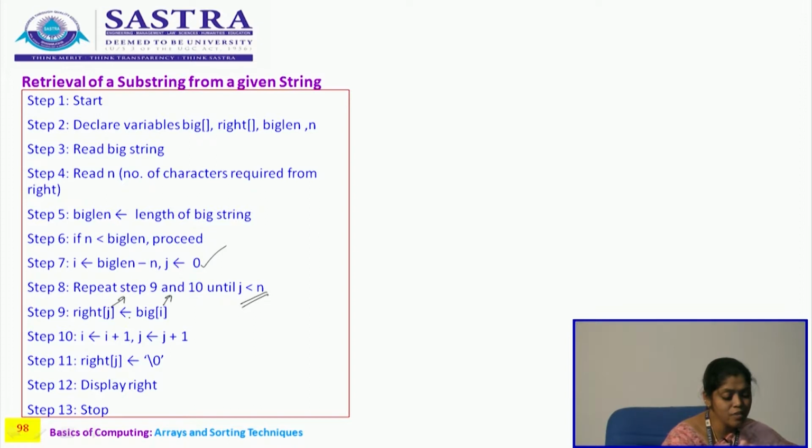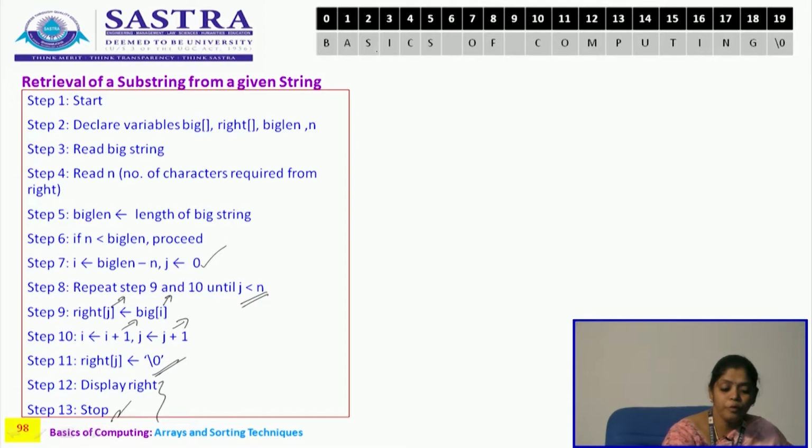So right of j equal to big of I, and every time you increment I as well as j. When you come out of the loop, you store null at the last position of your new character array and display the newly retrieved right hand side string. With that you may stop.